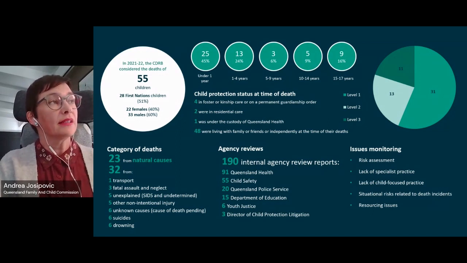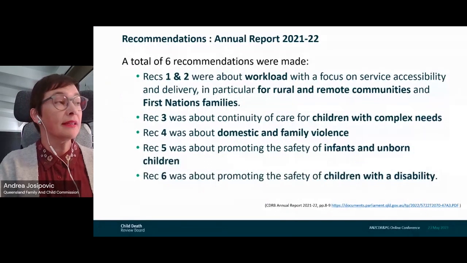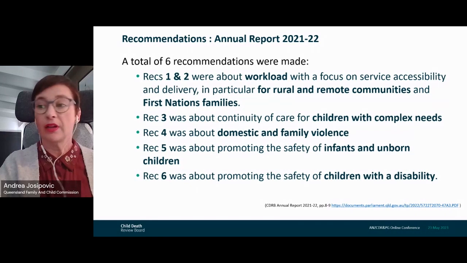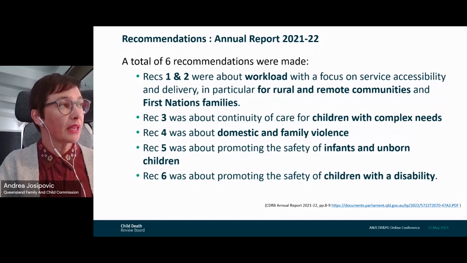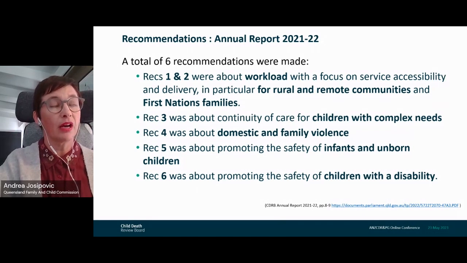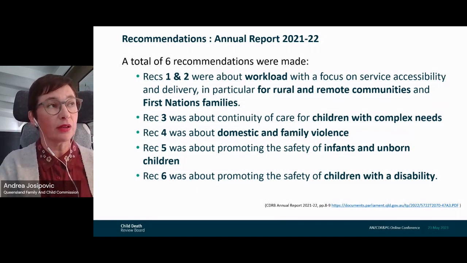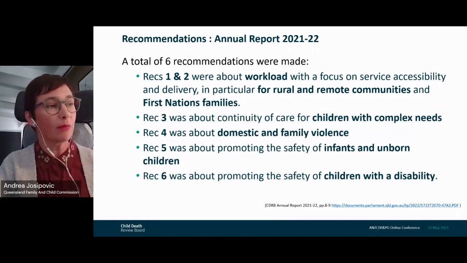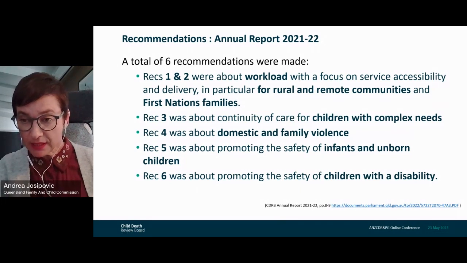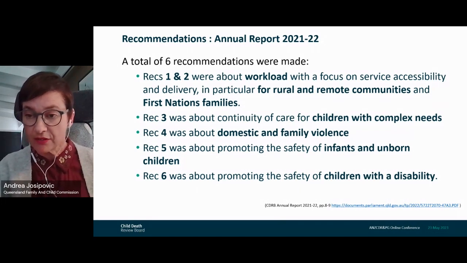So the recommendations in the annual report, there were 6 in total. 2 were about workload, in particular with a focus on service accessibility and delivery, and in particular for rural and remote communities and First Nations families. So that was the focus, and there was a strong recognition that workload can have a significant impact on, I suppose, the capacity of the system to respond meaningfully, to understand and respond to children's needs. Recommendation 3 was about continuity of care for children with complex needs, and that is in particular in relation to children engaging in high-risk activities.